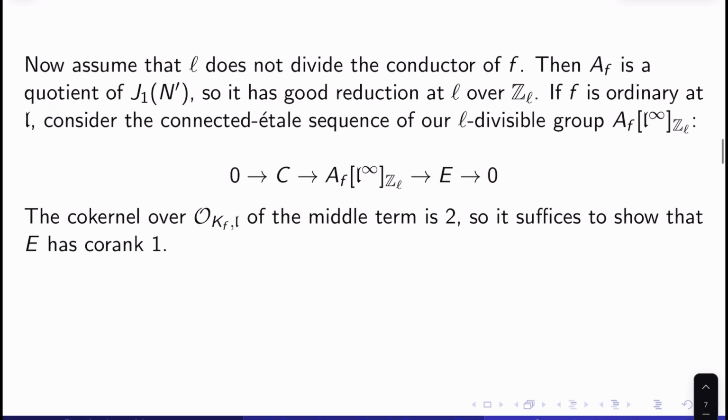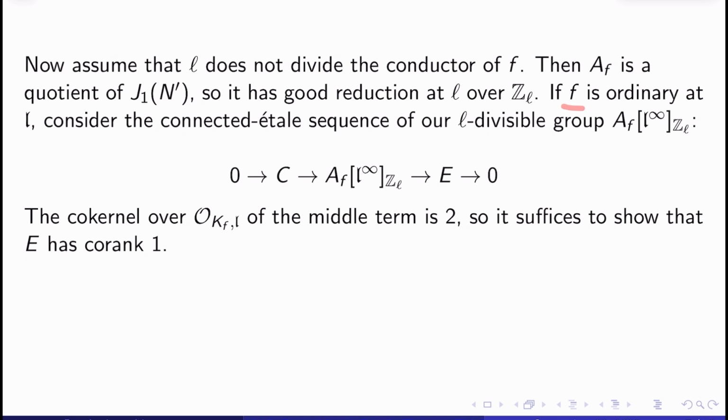Okay, that was the argument in the case that L divides the conductor of F. So now let's assume that L does not divide the conductor of F. And then A sub F is a quotient of J1 of N prime. So it has good reduction at L over Z sub L. So this is kind of a standard fact about Jacobians.